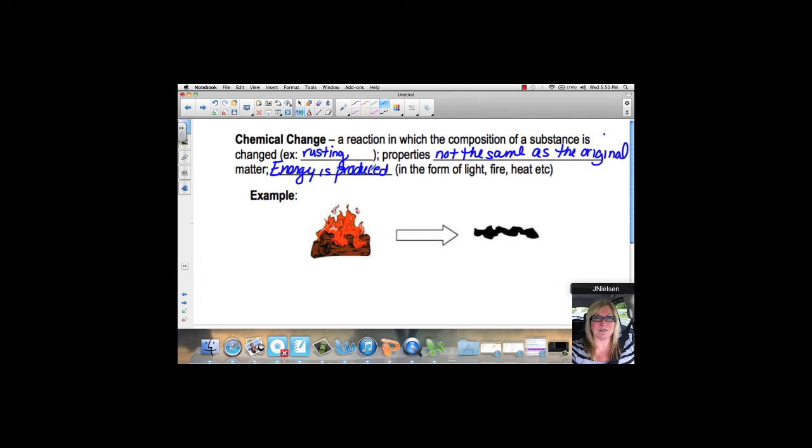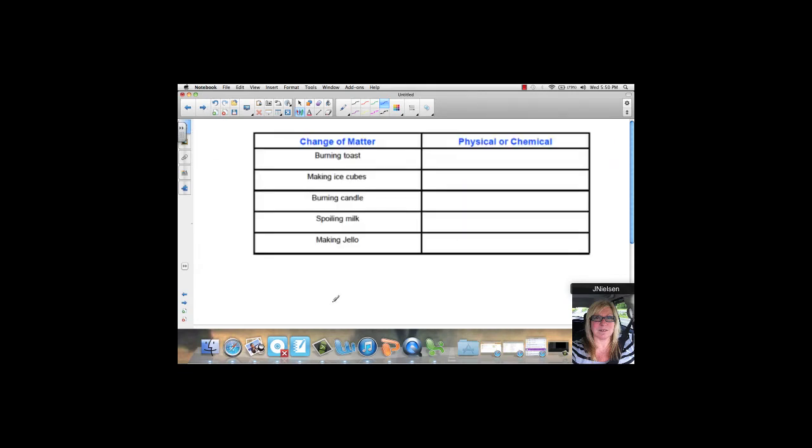So both of the demonstrations that I did on the first day of school were also examples of chemical changes. When wood burns, all that's produced is carbon ash. I cannot get back my original piece of wood. I want you to take a moment and pause me, and I want you to determine whether the following changes in matter are chemical or physical. You can just put a P for physical and a C for chemical. So pause me now, fill them out, and then check your work.